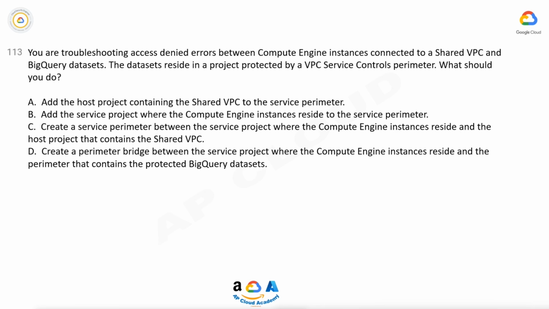B. Add the service project where the Compute Engine instances reside to the service perimeter. C. Create a service perimeter between the service project where the Compute Engine instances reside and the host project that contains the shared VPC. D. Create a perimeter bridge between the service project where the Compute Engine instances reside and the perimeter that contains the protected BigQuery datasets.